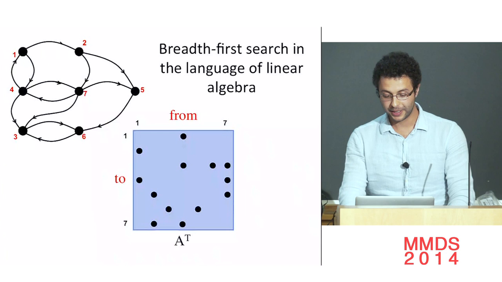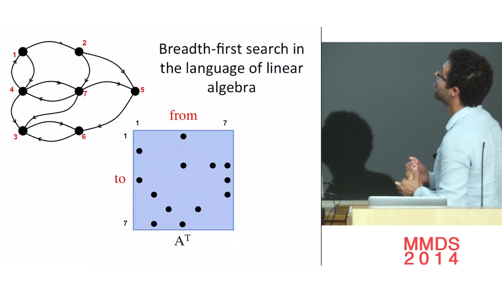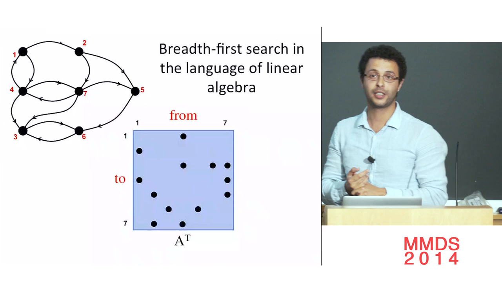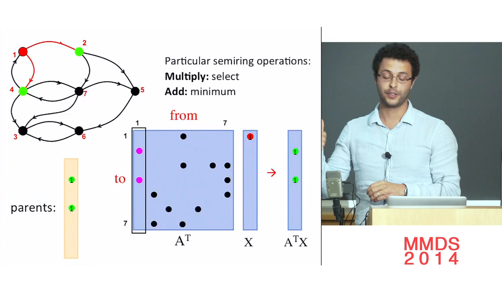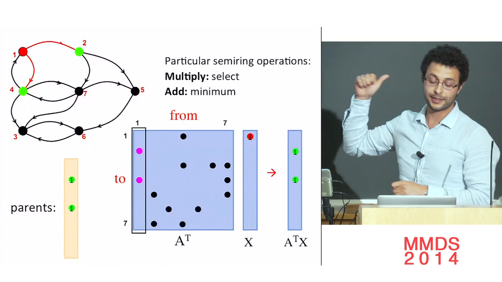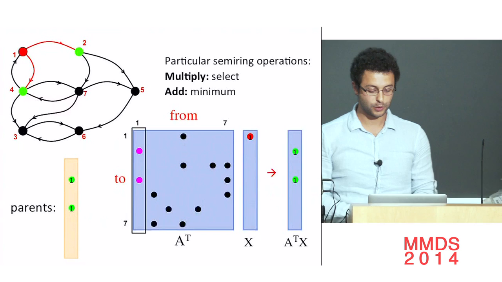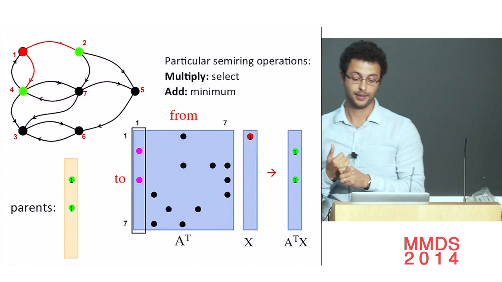So here we describe a seven-node, very famous graph, and its adjacency matrix. I'll describe it in transpose form because column vectors look better than row vectors. And I will start breadth-first search from vertex number one. Simple, I put a sparse vector on the right with only the first location non-zero, and its value is 1 as well, whatever its index. And I do one matrix-vector multiply, except that for every scalar multiplication, I'm just going to select the second operand.